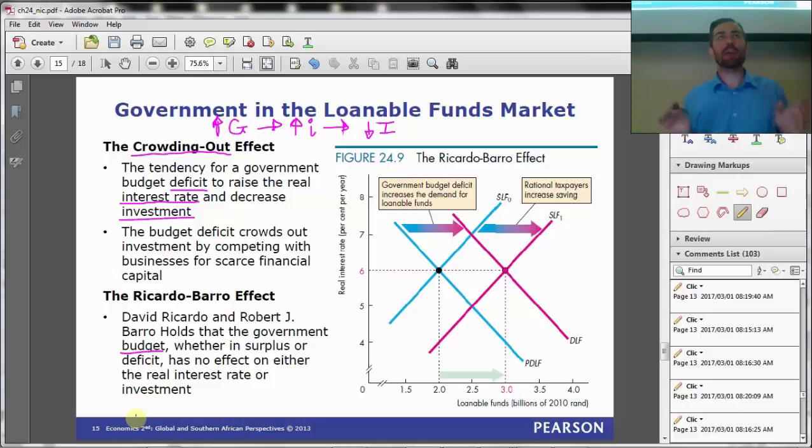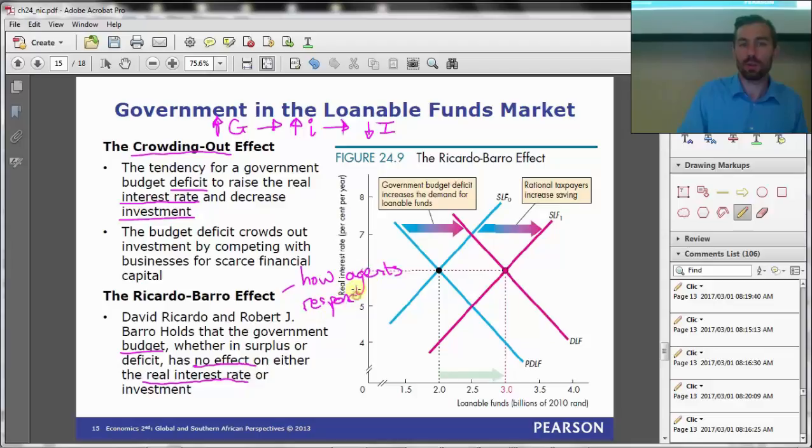And if people are rational and they understand that the government is going to take this action, they themselves take action in response to the government's action. And what we end up with is no effect on interest rates. Okay? So that's the theory about how people respond. So this is just how, I say people, whatever, agents in the economy, how agents respond to fiscal policy. Okay?